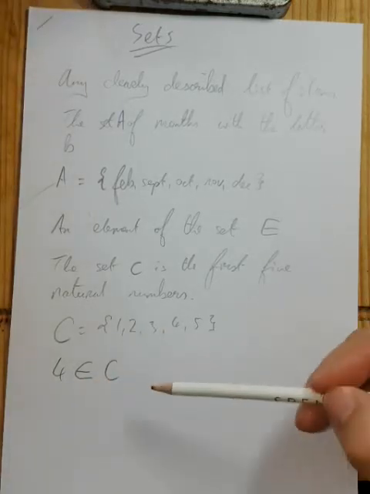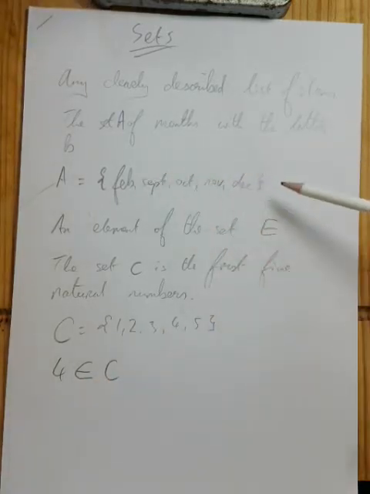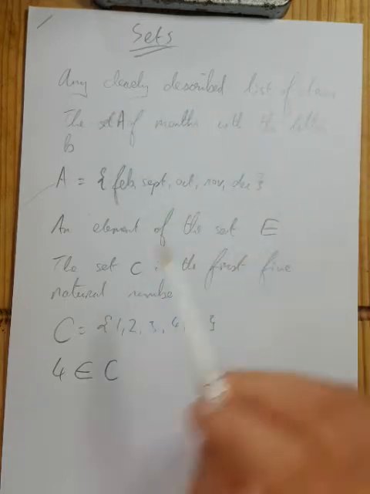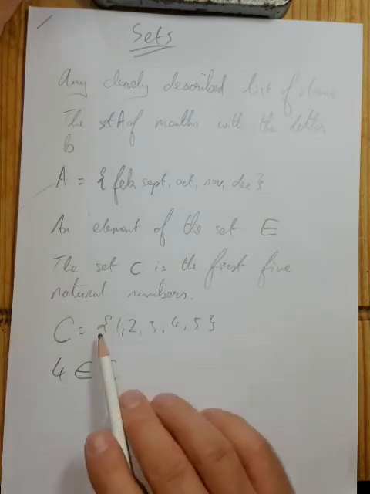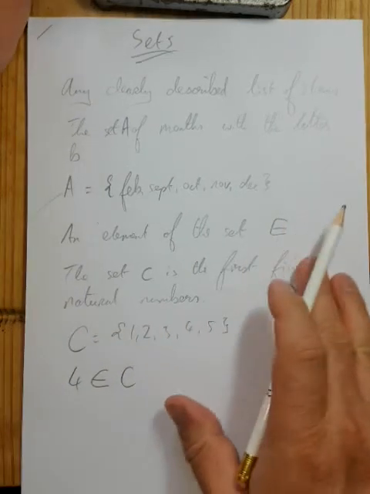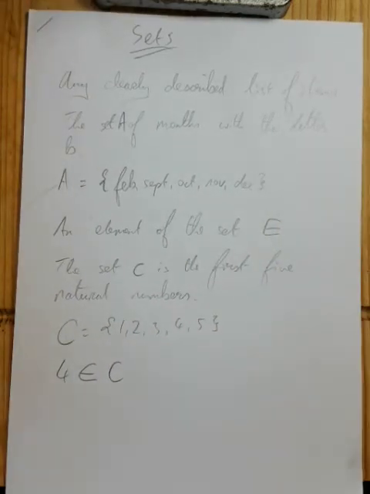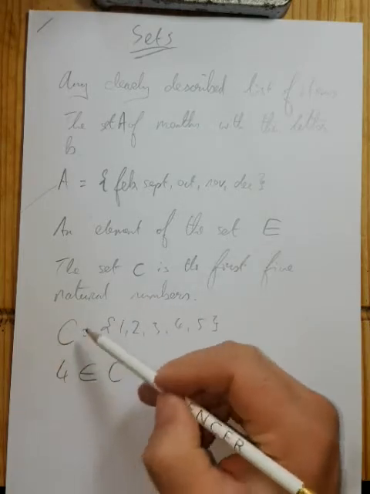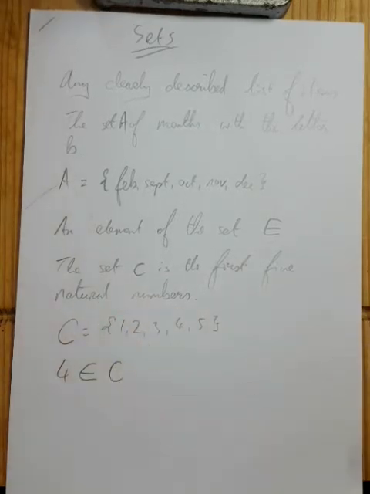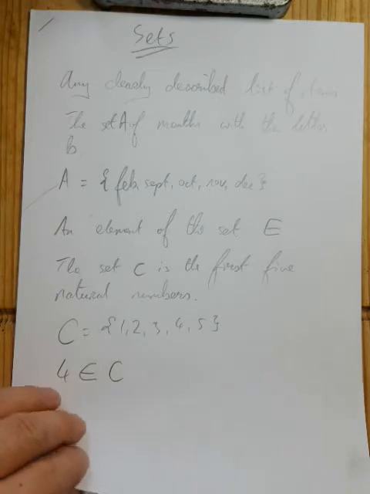Okay? So we have elements is the name for the items in a set, and a set is a clearly defined list of items. Okay, we write the elements of our set inside curly brackets, and you should always write them in order if there is an order, okay? And we use capital letters as the names of our sets, all right?